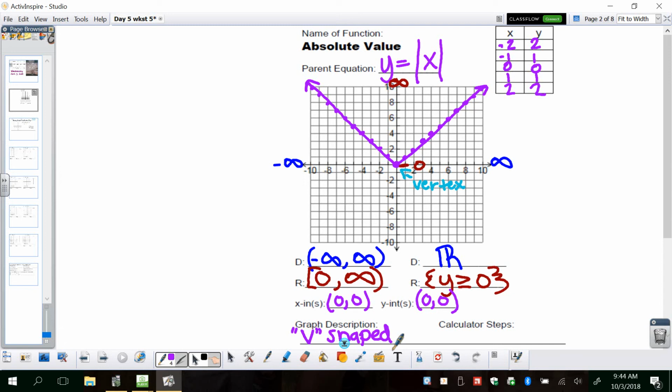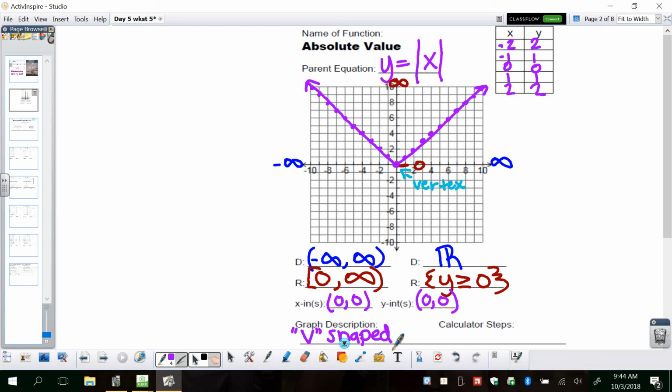Okay, the way I always remember is absolute value. Value starts with a V, and it's V-shaped. It's the only parent function that has a word that starts with V, so it's the only one that looks like a V. Absolute value means V.